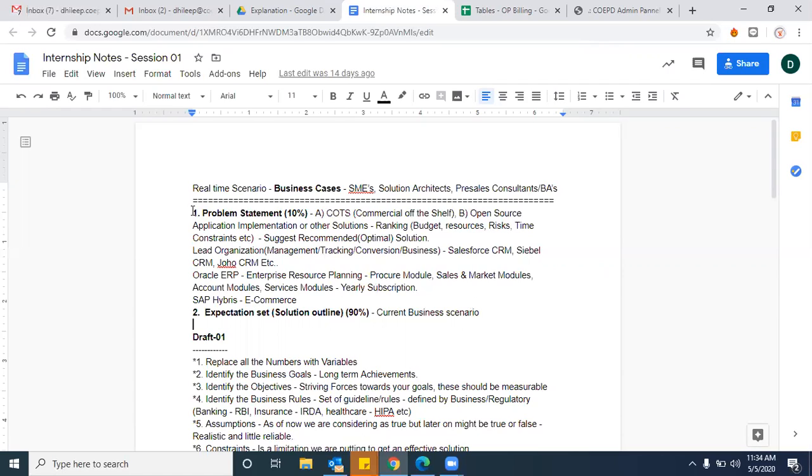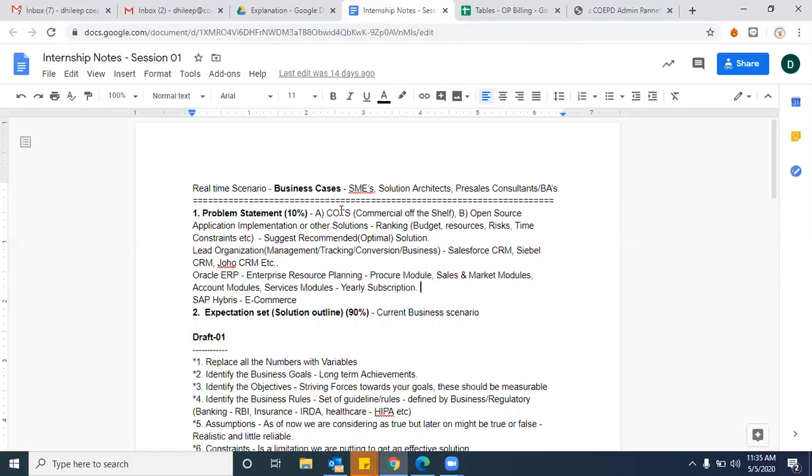But in the first scenario, the client may come up with some problem statements when they don't know how to fix that particular problem area. Remember that? At that moment we discussed that we may provide a couple of solutions, either COTS, like Salesforce CRM or Siebel CRM, or Oracle ERP. We discussed all these things, if I'm not wrong.